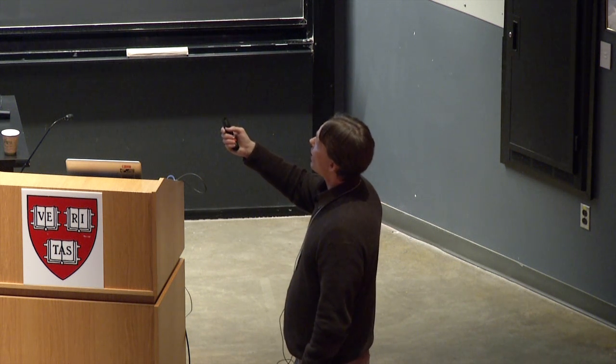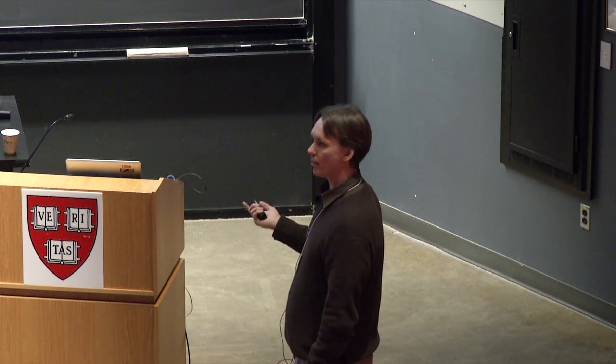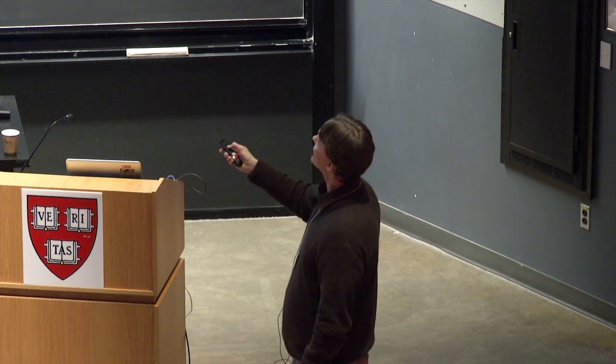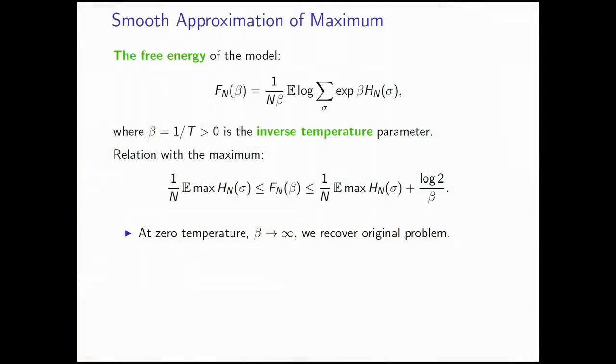Now, you can see these inequalities very easily. For the lower bound, you just keep one term in the sum. Instead of looking at the sum, you just keep the one largest term. So log and exponent cancel, betas cancel, and you get exactly maximum over n. For the upper bound, you replace every term by the largest one, and you have 2 to the n configurations. So that 2 to the n is what gives you the additional log of 2 over beta.